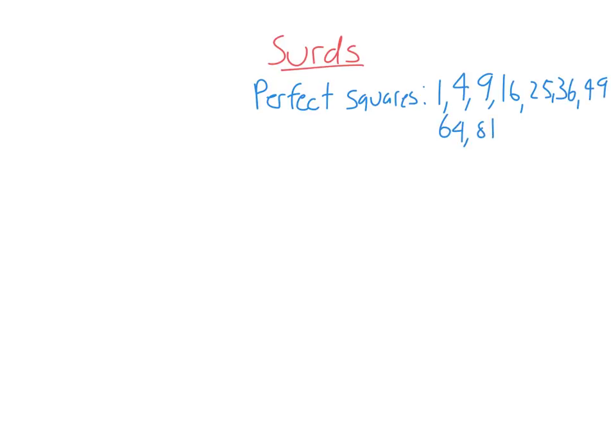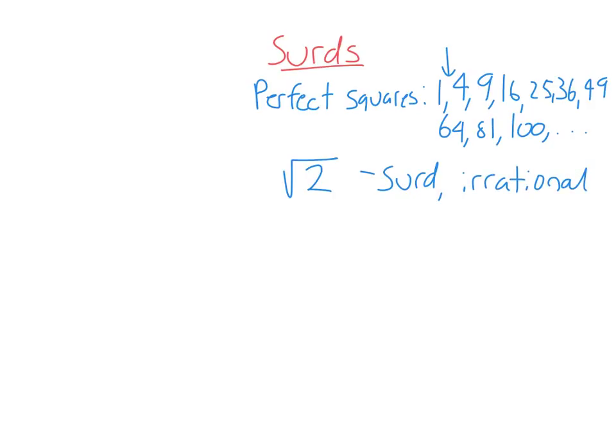Okay? So the thing is, if we take the square root of a number that's not a perfect square. So notice 2 doesn't appear on this list. 2 is not a perfect square. So if we take the square root of a number that's not a perfect square, that is a surd. It is an irrational number. So the square root of 2 is about 1.4142, blah, blah, blah, goes on forever. It's just easier to write it as the square root of 2.